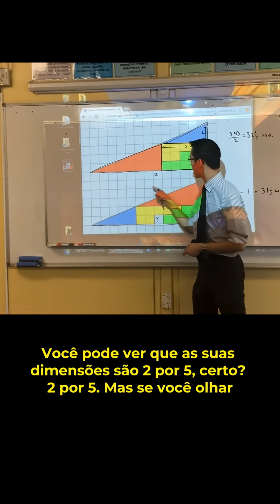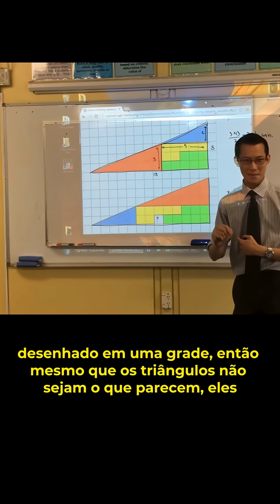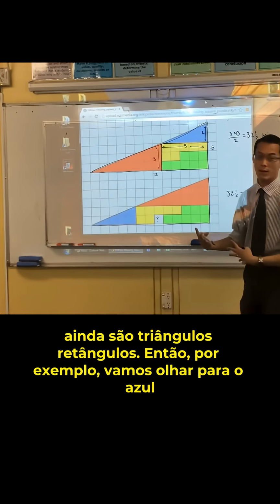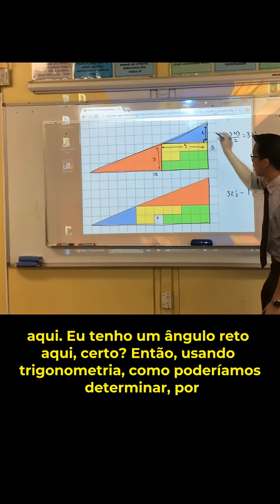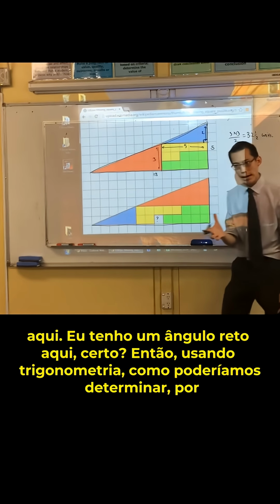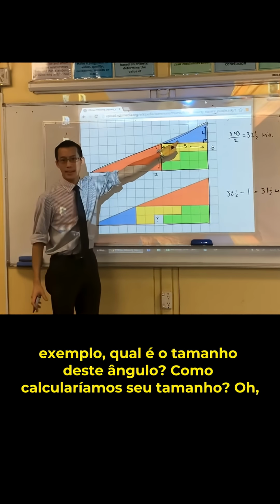Now, suppose I just rephrase the question a little bit. It is drawn on a grid, so even though the triangles aren't what they appear, they are still right-angled triangles. So, for instance, let's have a look at the blue one. I've got a right angle here, okay? So use trig, how might we determine, for instance, what the size of this angle is? How would we work out its size?